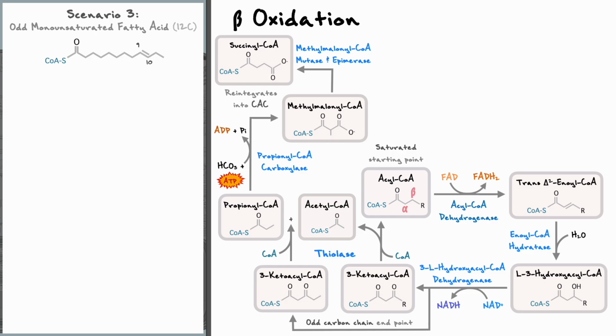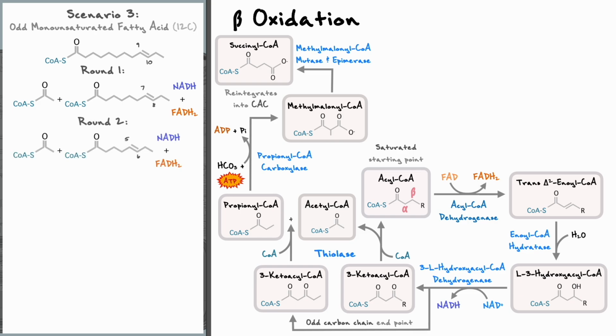Now, since most of the chain is still saturated, the first few rounds of beta oxidation will occur just as we've covered. Each round, 2 carbons are removed from the fatty acid, and this generates 1 acetyl-CoA, 1 NADH, and 1 FADH2. The difference with odd unsaturations comes when we reach round 3, in which you can see our double bond is now between the 3rd and 4th carbon of the chain.